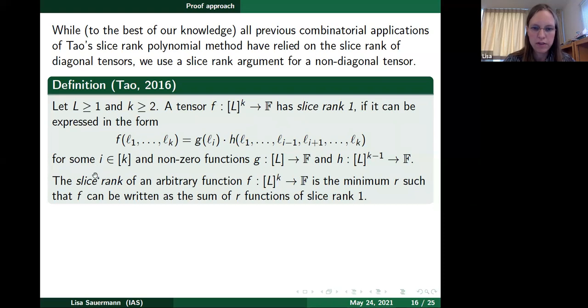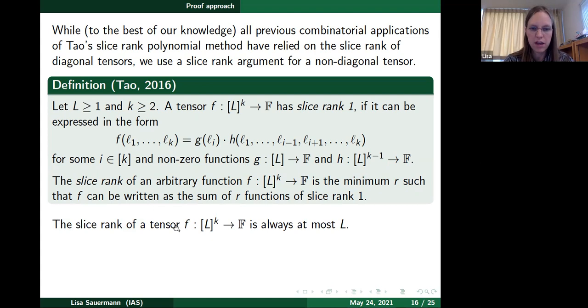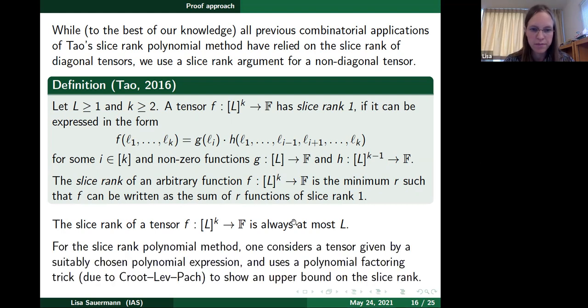Then Tao defined the slice rank of an arbitrary function f from L to the K to some field F as the minimum number r such that this function f can be written as the sum of r functions of slice rank 1. From this definition, it's not very hard to see that the slice rank of any tensor from L to the K to F is always at most L.